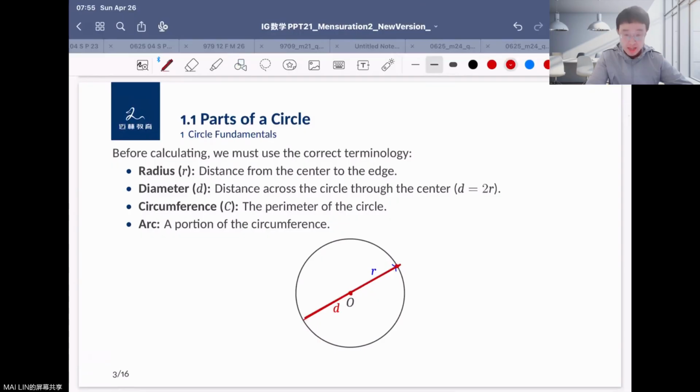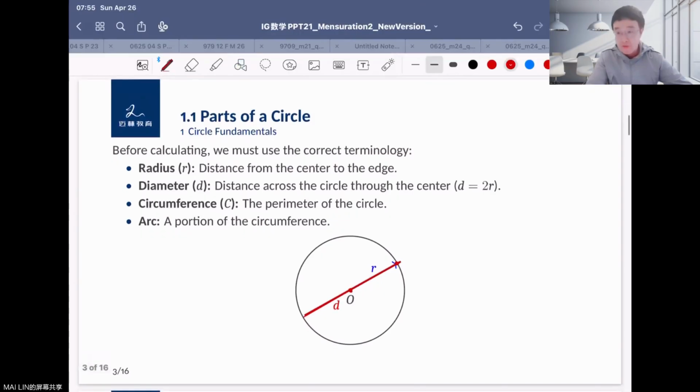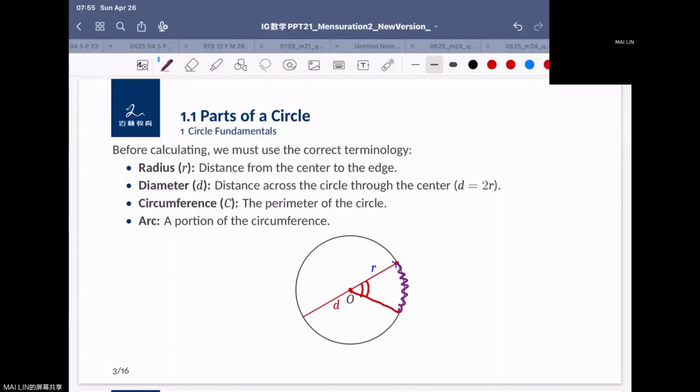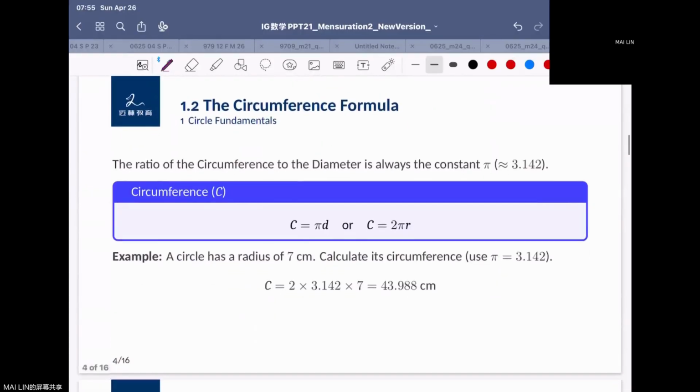And here we have the circumference. We said that circumference means the perimeter of the circle, okay? So here we can find the perimeter of a circle, right? Okay. And we also have an arc. You choose some part of the circle, and here the purple means the arc or arc length. Okay, that is it. So let's move to the next part about the circumference formula.